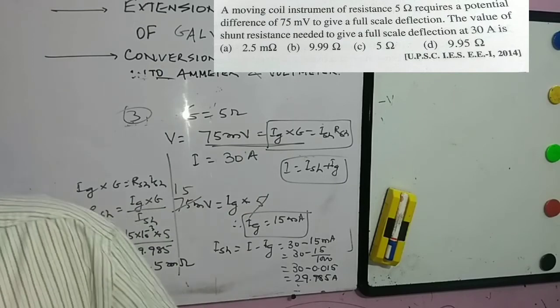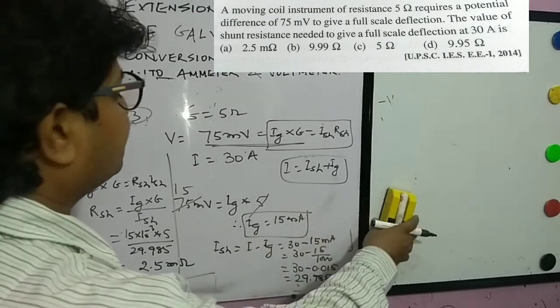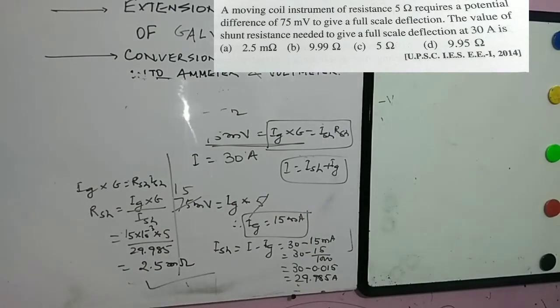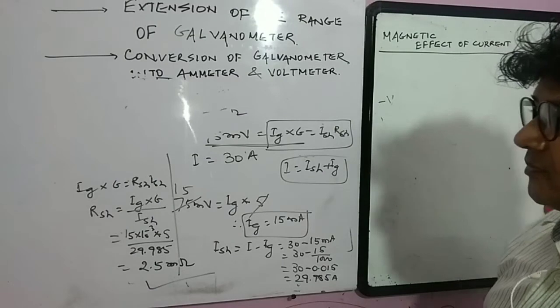So this is your answer, 2.5 milli ohm. This is your answer. That's it. So simple like that. Okay. So it's very cool. So 3 problems we have completed. You can see that. Check it out. Right.